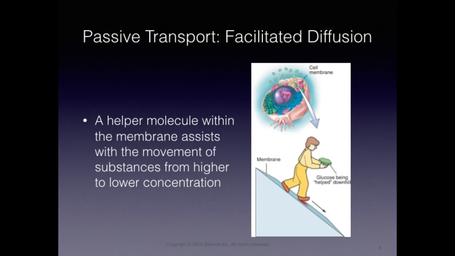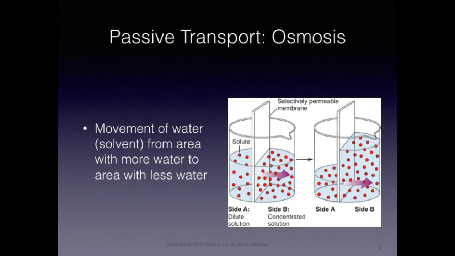Facilitated diffusion is when there's a helper molecule that will assist the product from getting across or moved from one place to another, and this will help to increase the rate of diffusion. Here is the passive transport mechanism called osmosis, where we move a solute in water from an area of more water to an area of less water across a semi-permeable membrane.